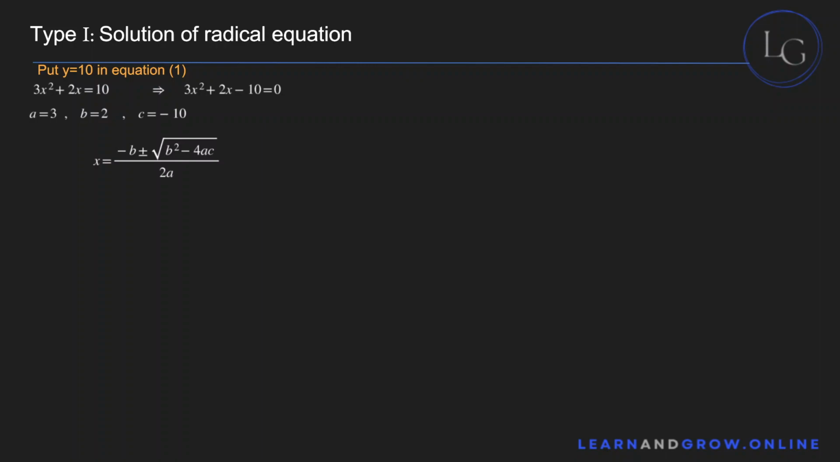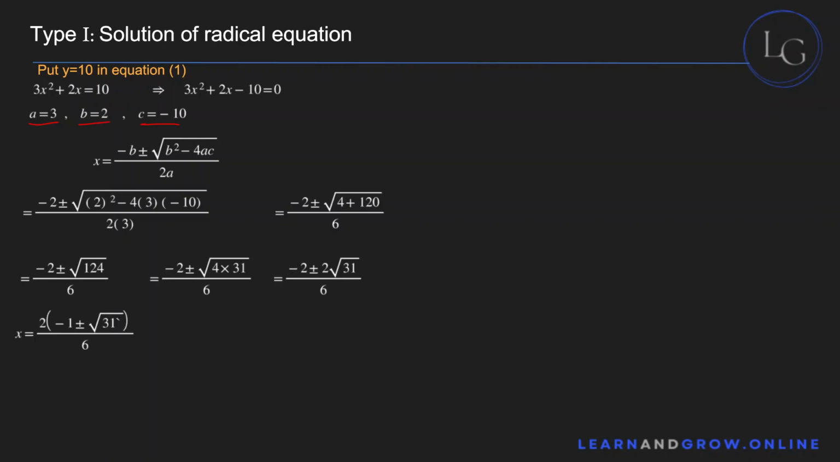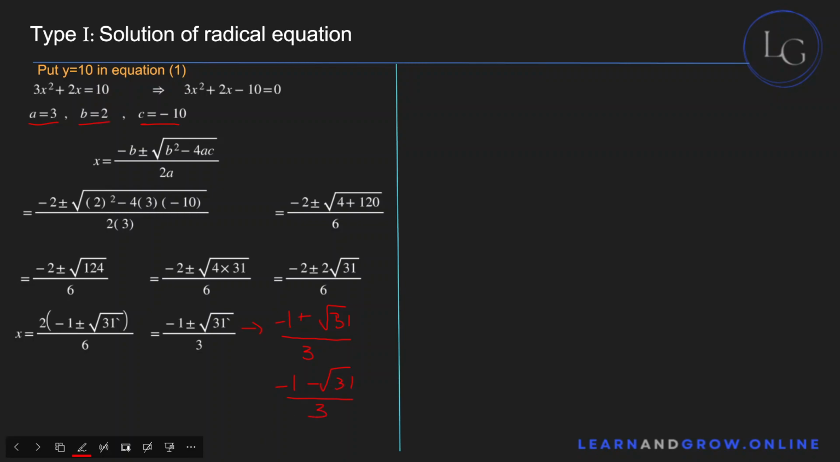Now, by plugging in the values of a, b, and c, which are these, you'll get, this is a quite lengthy solution, but you'll get basically two values here. One is minus 1 plus under root 31 over 3, and the other is minus 1 minus under root 31 over 3. So these are two values.